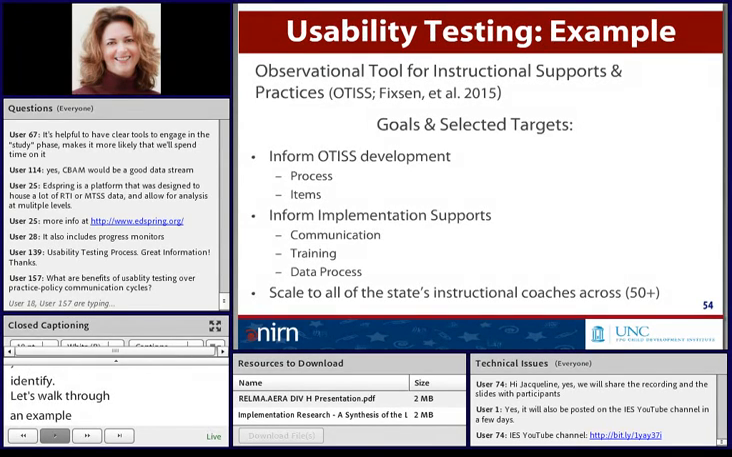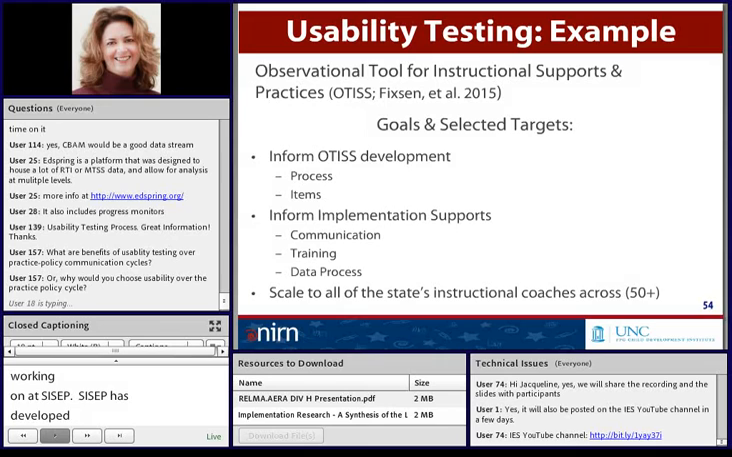SysUp has developed this tool, the OTIS, and we're engaging in usability testing right now. Our goal is to inform the OTIS development in terms of the process of using the tool, the protocol, as well as the items themselves, as well as inform the development of our implementation support. So how do we communicate about the OTIS? How do we share what the purpose of the instrument is? What do the training and the coaching processes look like, as well as the data processes?